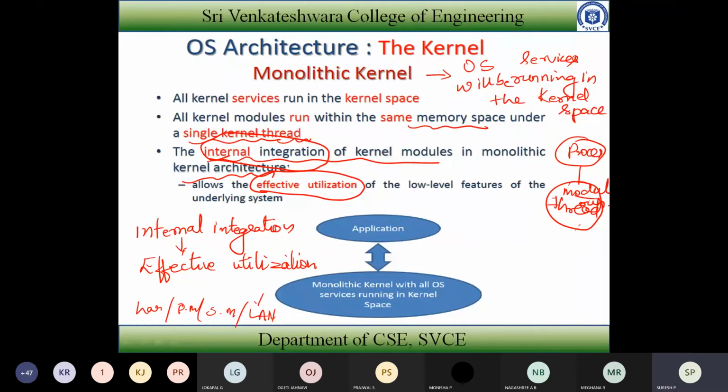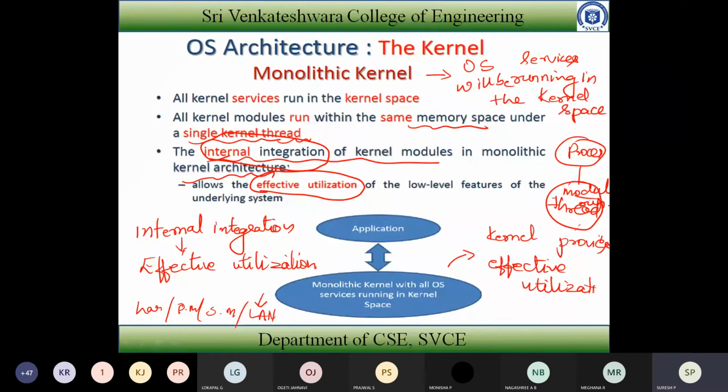Okay, so when you are going to access the low level features of the underlying system, your kernel is going to provide effective utilization. That's what it is going to tell. So the kernel provides effective utilization, which you are going to have under the monolithic kernel.